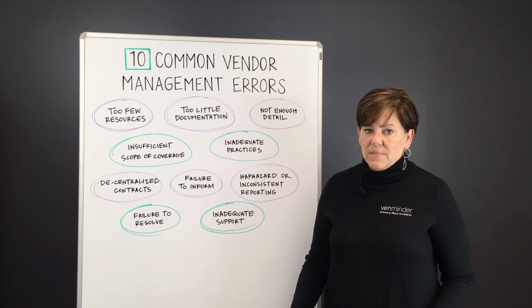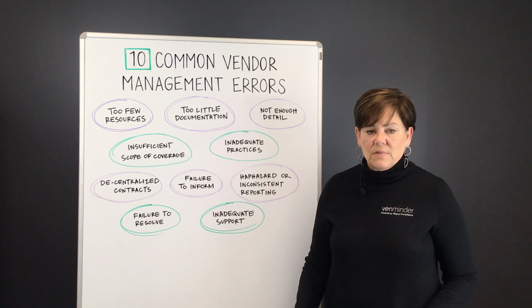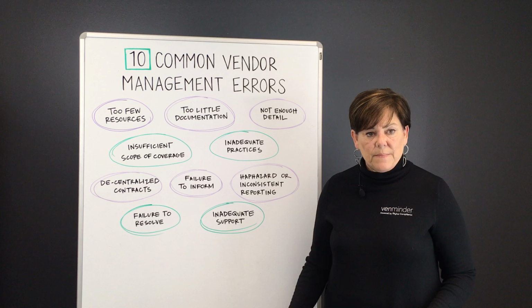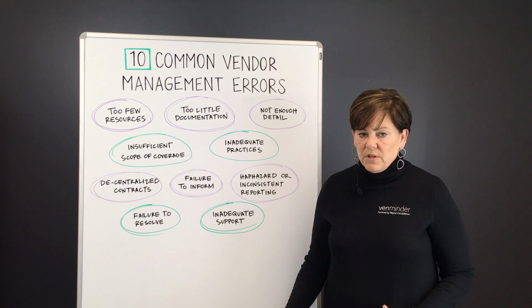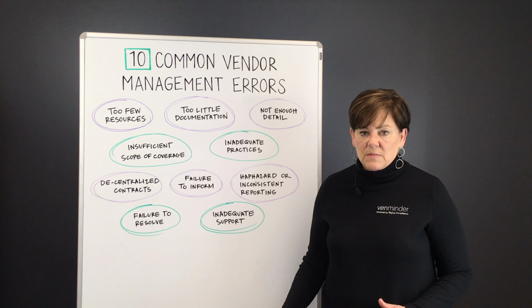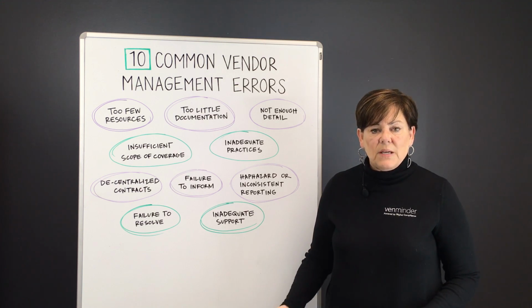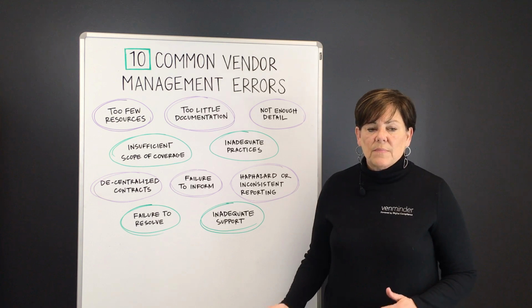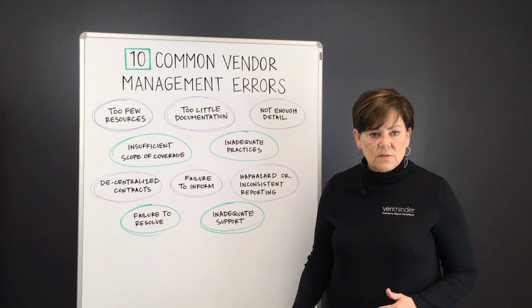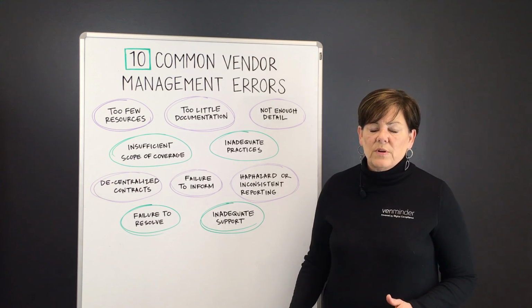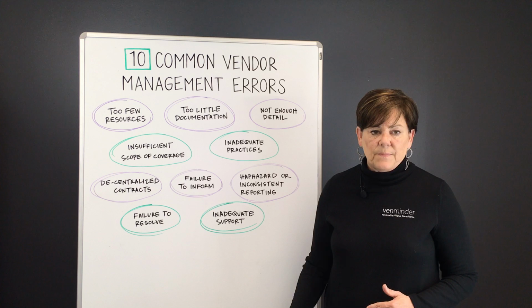So, there's your 10. Make sure you have enough resources, document everything, include the right amount of detail in your program, have proper scope of coverage, do your proper risk assessment and due diligence, centralize your contracts, keep management and board informed, make sure you develop and deliver consistent reporting, and resolve criticisms and have adequate support in order to make sure that gets done appropriately.